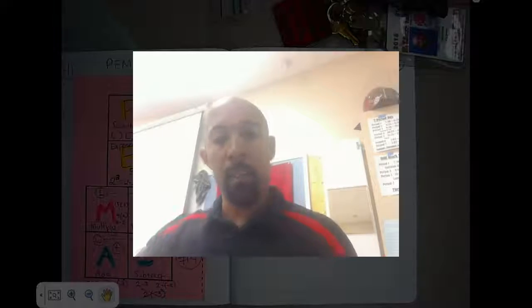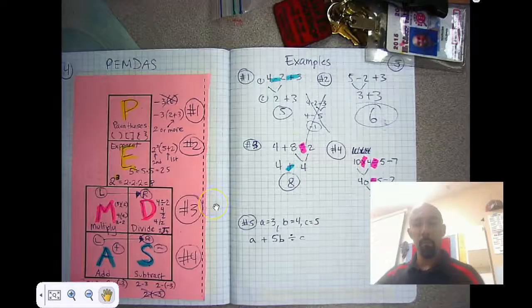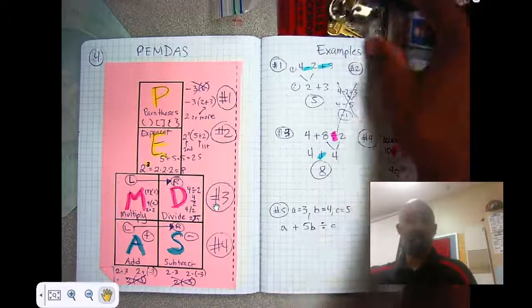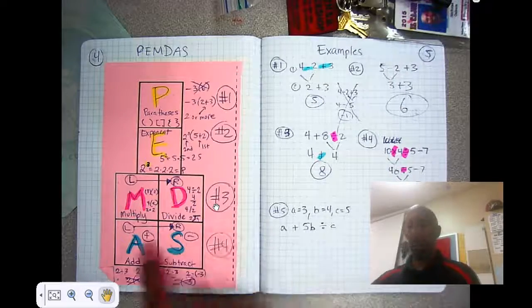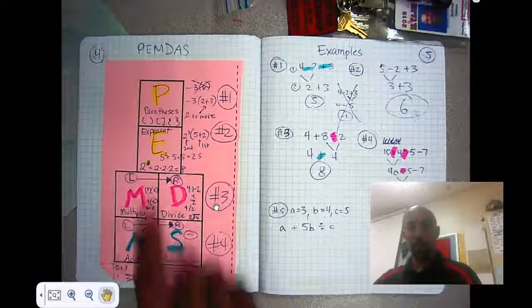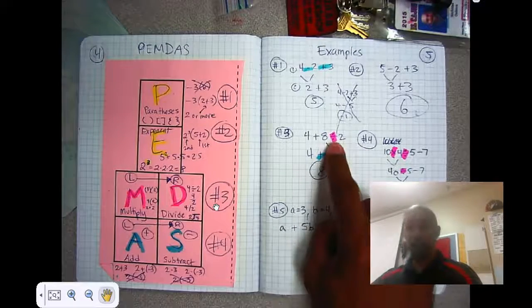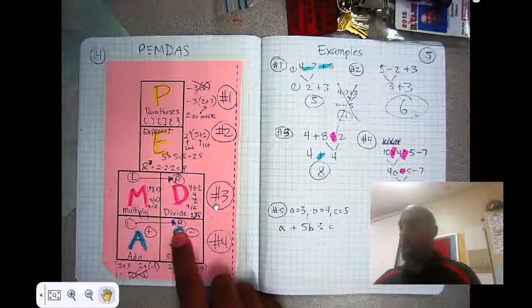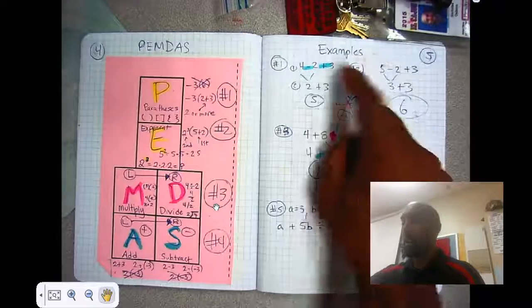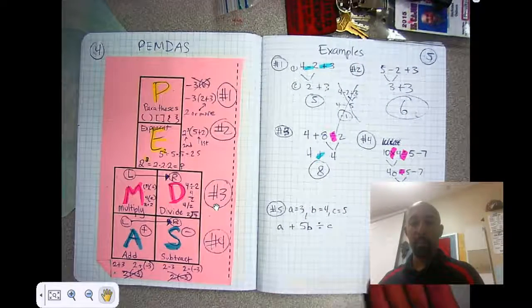Okay, so let's begin. First we're on page 4. Now period 1, I know yours doesn't look like this, so go ahead and take a moment to copy that. You'll notice I highlighted this yellow. The P, the E, the M, the D, the A, and the S are all highlighted different colors. If I multiply or divide, I'm going to highlight that pink. If I add or subtract, I'm going to highlight that blue. And if I'm dealing with parentheses or exponents, then I'm going to highlight that yellow. And obviously we didn't do that here.